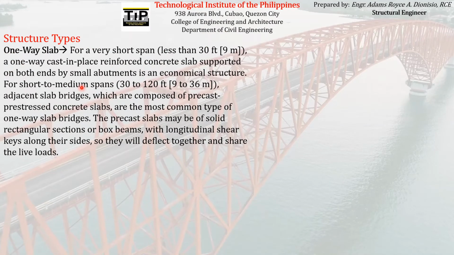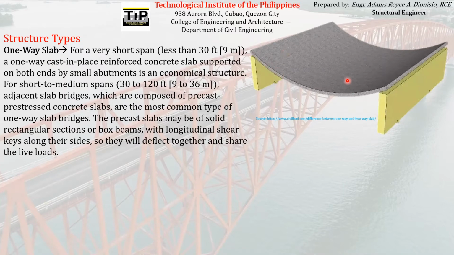So another type of bridge structure that is usually used in construction is the one-way slab type of bridge structure. It looks something like this. For a very short span, like less than 30 feet or 9 meters, a one-way cast-in-place reinforced concrete slab supported on both ends by small abutments is an economical structure. So if the span that will be connected by a bridge is very short, like 30 feet or 9 meters, one-way slab type of bridge structure is an economical choice.